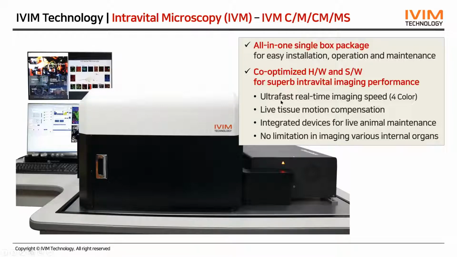So it has several unique features, including ultra-fast real-time imaging speed with four color simultaneous imaging, live tissue motion compensation in the live animal model, and integrated devices and apparatus for live animal maintenance during the imaging. We also provide solutions for various internal organs. So virtually we have no limitation in the kind of internal organs for live IntraVital imaging.